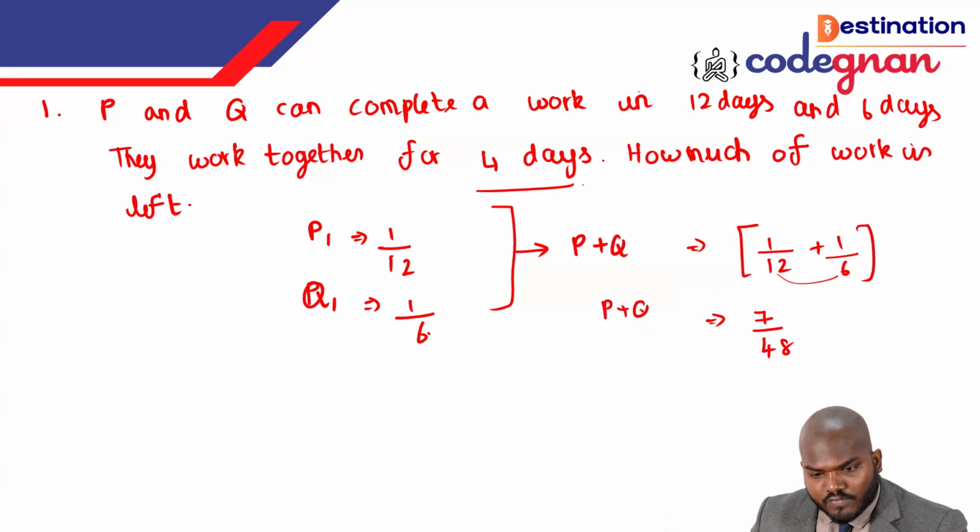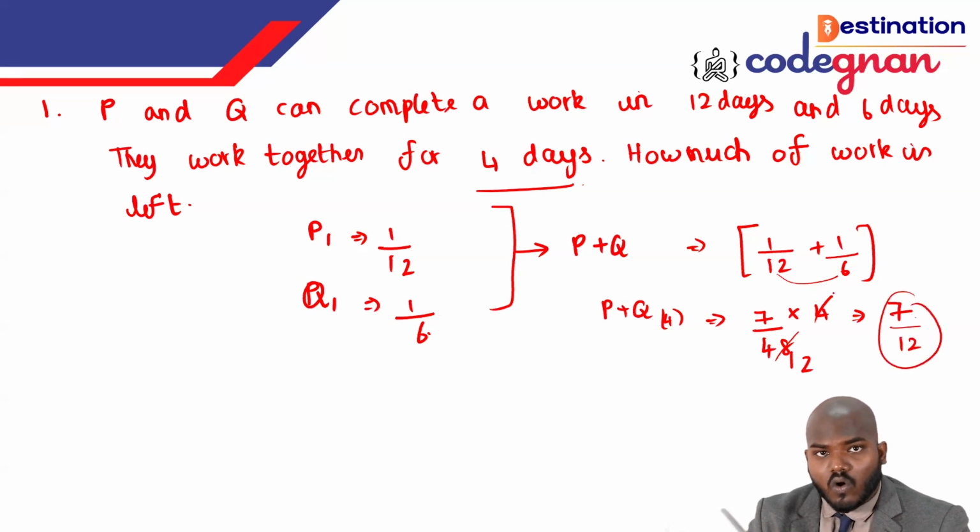But they are asking for 4 days, which means you need to multiply by 4. If you multiply by 4, you can cancel this. That is 12 times 4 is equal to 48. So then you get the 7 by 12 part.